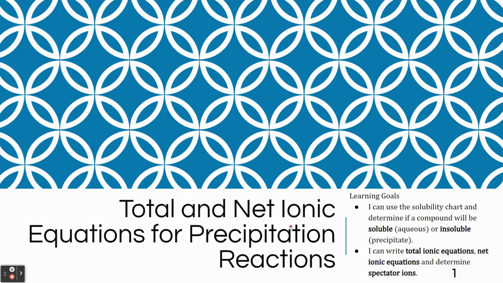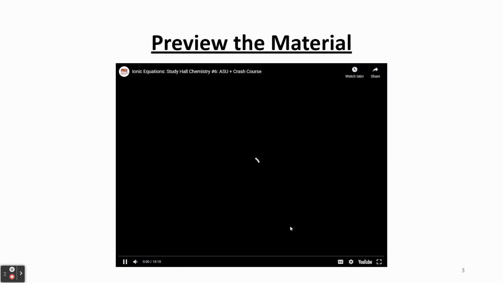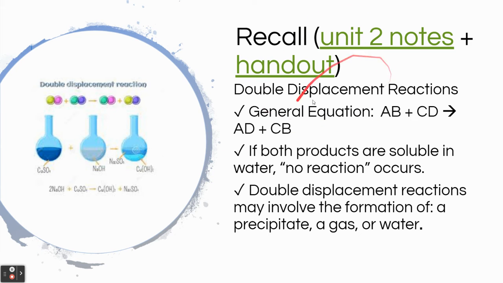So if you don't remember those double displacement reactions, you'll be able to see a little bit of a review if you go back to Unit 2 notes along with the handout. But remember that when we're studying double displacement reactions, we have two compounds, so AB and CD, for example. And when they react, they switch cations. The A goes where the C was, and the C goes where the A was. So you have A with D now and C with B.